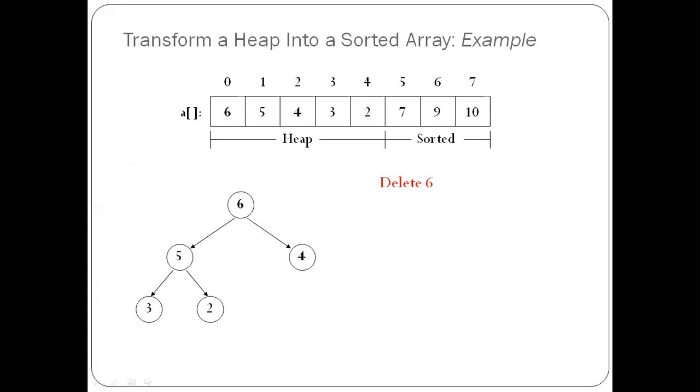Again, you will be getting 6 as the parent node. Now 6 should be deleted. How will 6 be deleted?